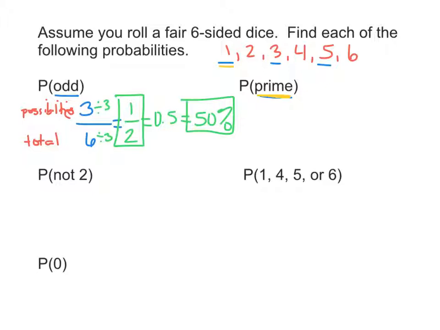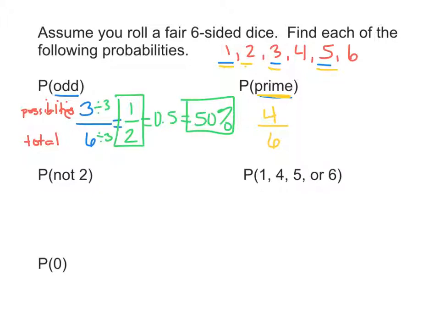2 is only divisible by 1 and itself, so that's prime. 3 is divisible by 1 and itself, so it's prime. 4 is divisible by 2, so that one is not prime. 5 is divisible by 1 and itself, so it's prime. 6 is divisible by 2 and 3, so that one is not prime. There were 6 total possibilities, and we had 1, 2, 3, 4 prime numbers. So the probability of rolling a prime number is 4 out of 6.